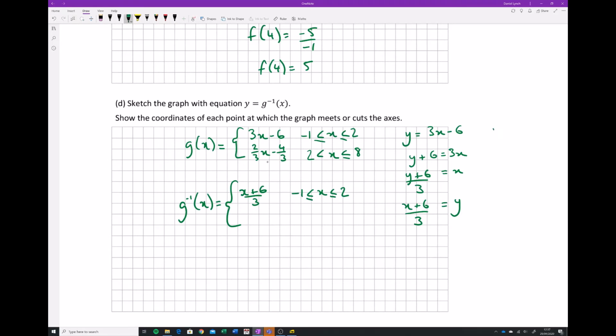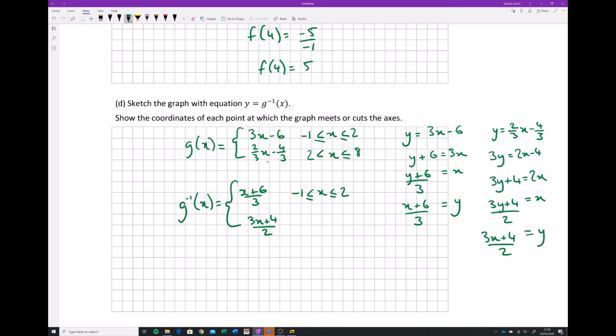And if we take our other one, y equals 2/3 x minus 4/3. What to do? Multiply everything by 3, I suppose. 3y is equal to 2x minus 4. 3y plus 4 equals 2x. x equals (3y plus 4) over 2. So again, we just flick that around: y equals (3x plus 4) over 2. And that is when it is between 2 and 8.